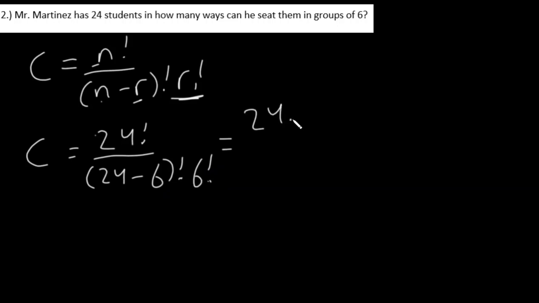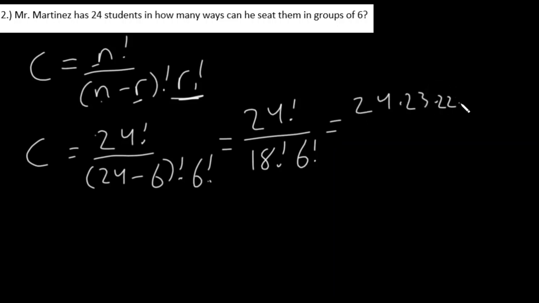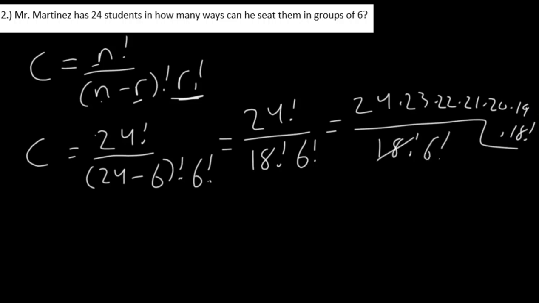Now, what would this simplify to? Well, it would become 24 factorial over, and what is 24 minus 6? Well, that would give us 18 factorial, 6 factorial. And so in this case, we want to get rid of the largest factorial possible, so I could write it as 24 times 23 times 22 times 21 times 20, I'm really having to squeeze here, times 19 times 18 factorial, all over 18 factorial, 6 factorial. So these 18 factorials cancel out.